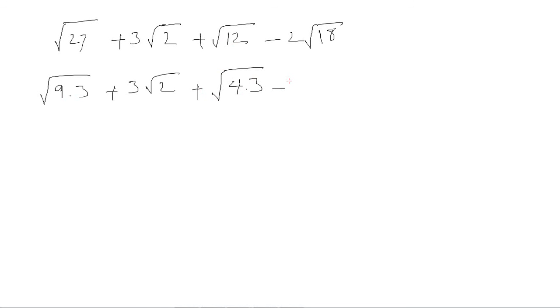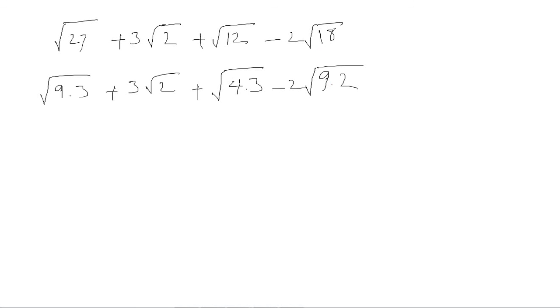Minus 2, radical 18 can be written as, for example, 3 times 6, but that doesn't help me because 3 is not a perfect square, 6 is not a perfect square, so I'm not going to write 18 as 3 times 6. 18 can also be written as 9 times 2, and that is the one that I can use because 9 is a perfect square, so I'm going to write that as 9 times 2.